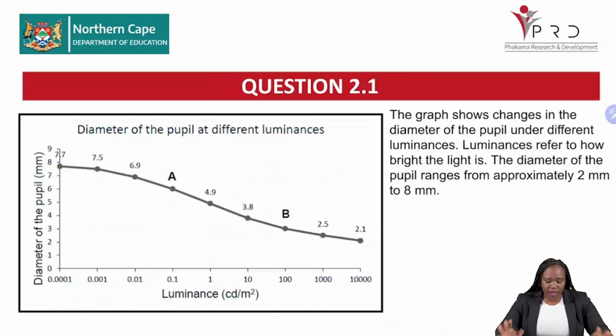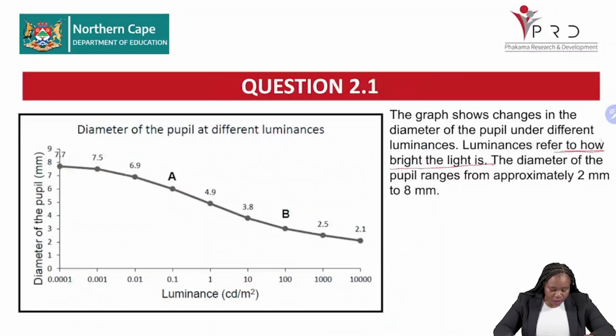Right, so let's get to our first question, which is question 2.1, whereby it says the graph shows changes in the diameter of the pupil under different luminescences. Luminescence refers to how bright light is. So that simply explains what we are looking at, the brightness of light, basically. The diameter of the pupil ranges from approximately 2 millimeters to 8 millimeters, right? So here we are going to be seeing the diameter of the pupil as the luminescence, or the brightness of the light, changes.